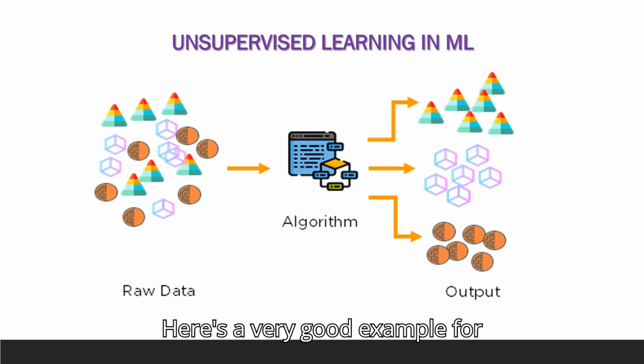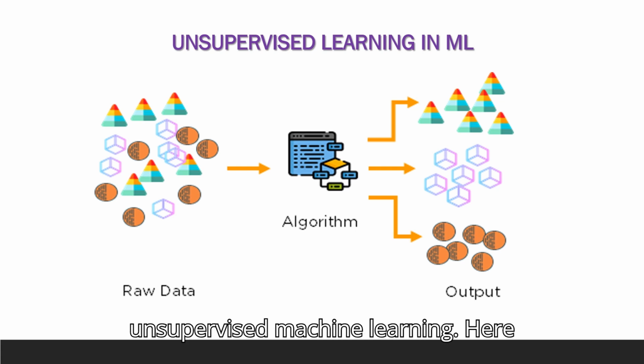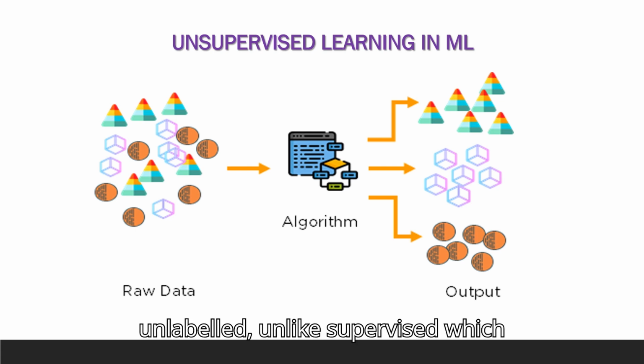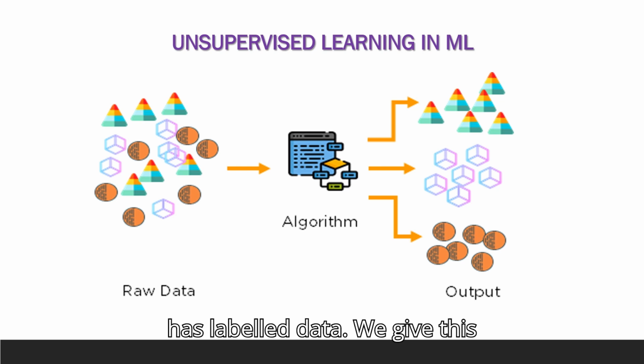Here's a very good example for unsupervised machine learning. Here, the raw data is unlabeled, unlike supervised, which has labeled data. We give this raw data to our algorithm to make sure it predicts by clustering it into different segments.